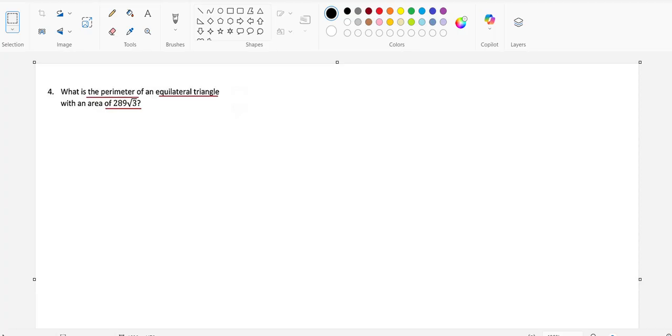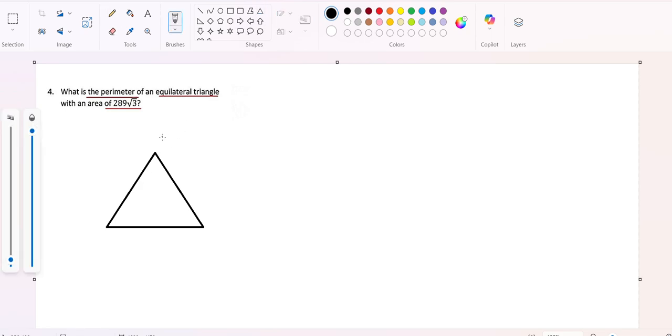What is the perimeter of an equilateral triangle with an area of 289 root 3? So the question is very small and you can identify that we need to draw a figure, a triangle, and in this figure we'll just note it as A, B.